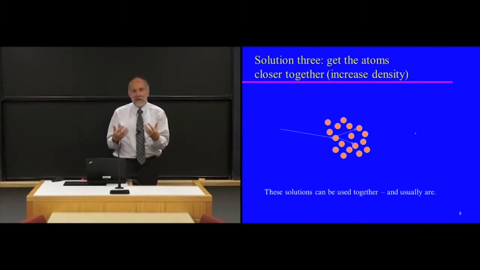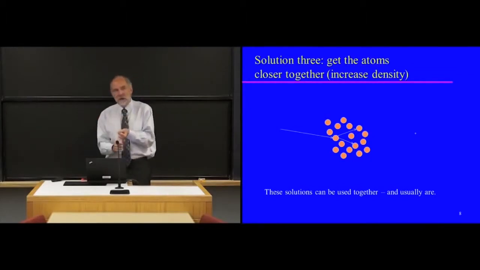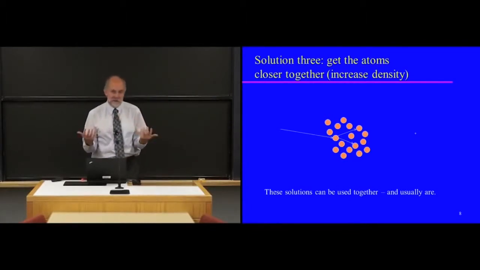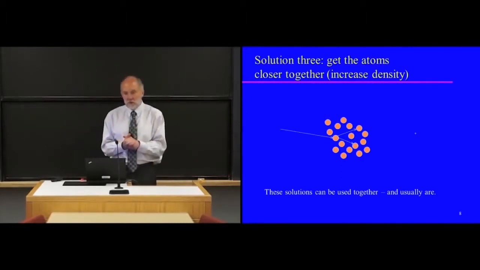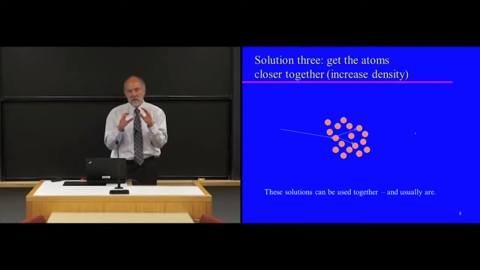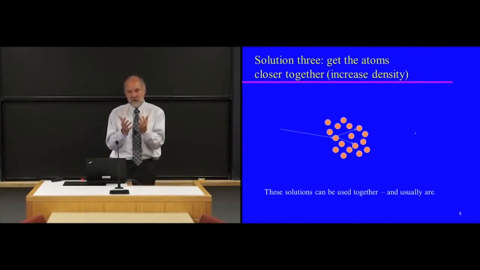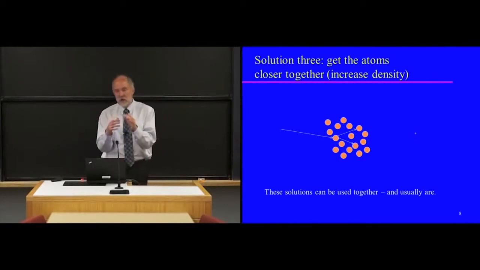Now these three solutions, enough material, reflecting the neutrons, and crushing the atoms so they're closer together, are often used together rather than just separately. So as you might imagine, ideally you want a critical mass with the least amount of material, and the material is expensive and difficult to produce, as we'll talk about, so you do want to use as little material as you can.